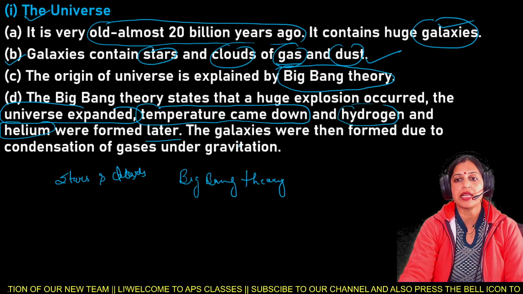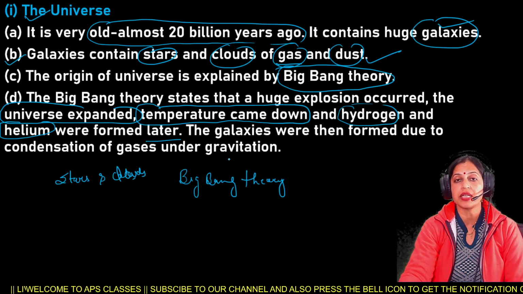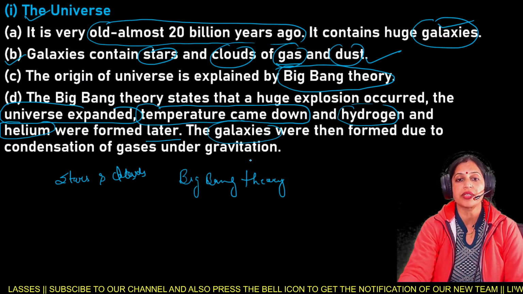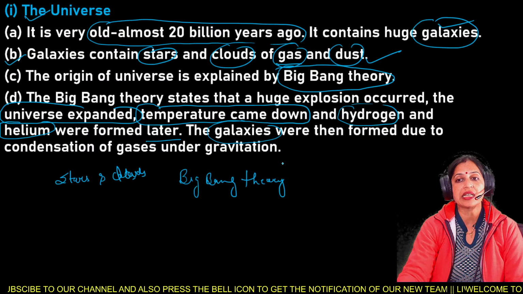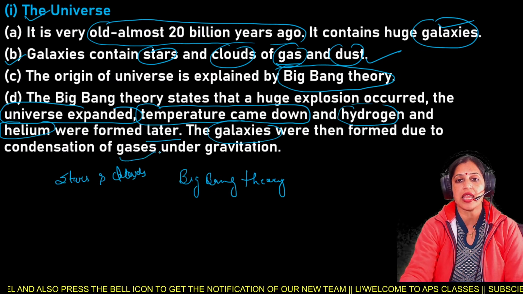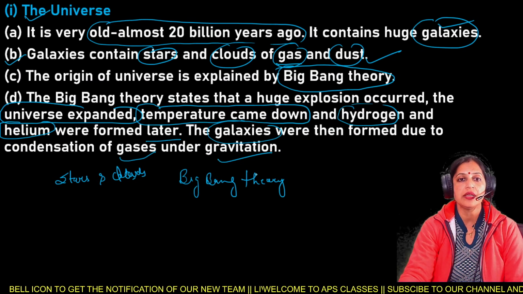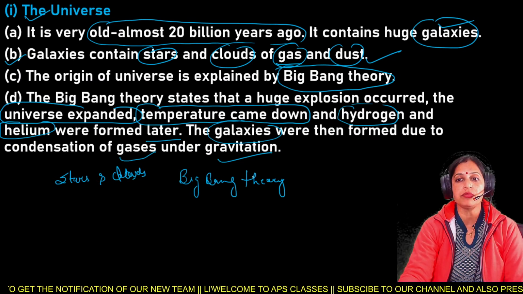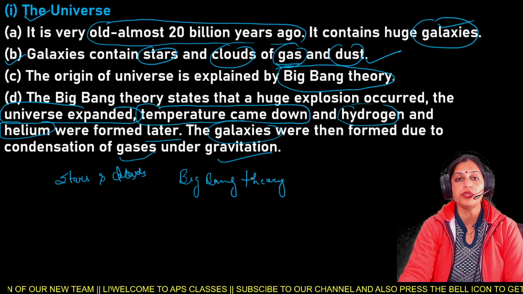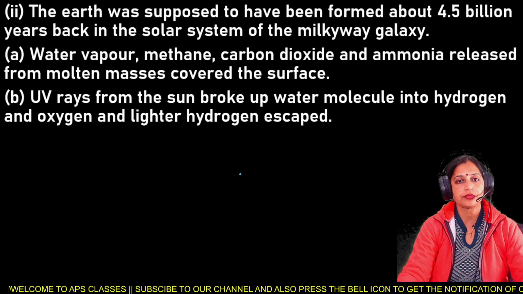Later the galaxies were formed. After the formation of hydrogen and helium, the galaxies were formed due to the condensation of gases under gravitation. So the Big Bang theory states that a huge explosion occurred, the universe expanded, the temperature came down, hydrogen and helium were formed, and later the galaxies were formed by condensation of gases under gravitation.